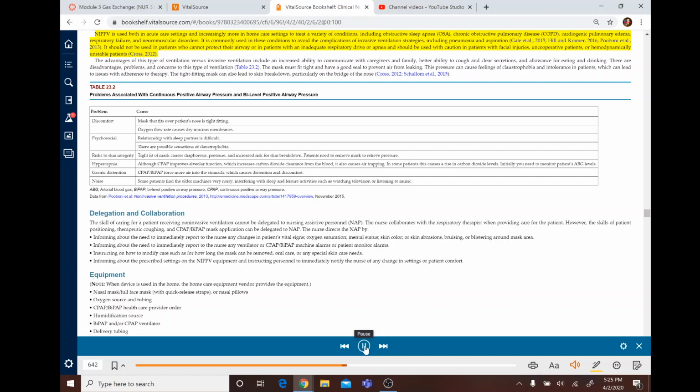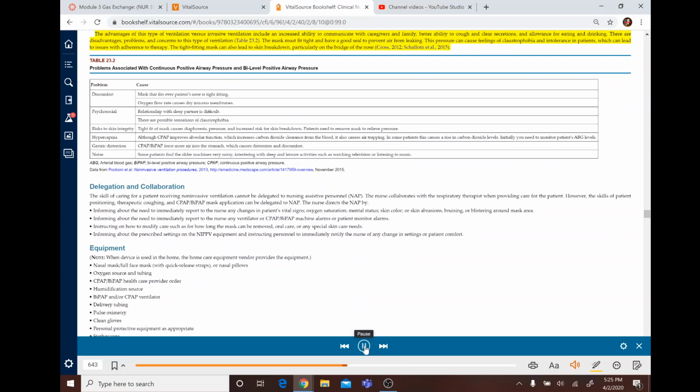It should not be used in patients who cannot protect their airway or in patients with an inadequate respiratory drive or apnea and should be used with caution in patients with facial injuries, uncooperative patients, or hemodynamically unstable patients. Cross, 2012. The advantages of this type of ventilation versus invasive ventilation include an increased ability to communicate with caregivers and family, better ability to cough and clear secretions, and allowance for eating and drinking.